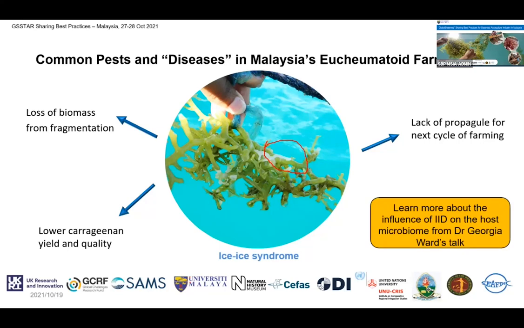From the small-scale sentinel farm study that our team conducted in 2019, Kappaphycus malesianus was found to be more susceptible to ice syndrome and also epiphyte infestation compared to Kappaphycus alvarezii.